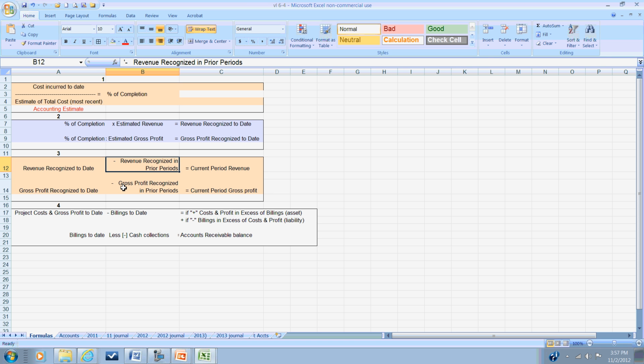So in year 3, the revenue recognized in prior periods would be the revenue in period 1 and in period 2. And of course, the total revenue that we can recognize to date minus the prior gives us our current period revenue. And we'll do the same thing with gross profit. We'll take the gross profit recognized to date and subtract out any prior period gross profit to come up with the current period.